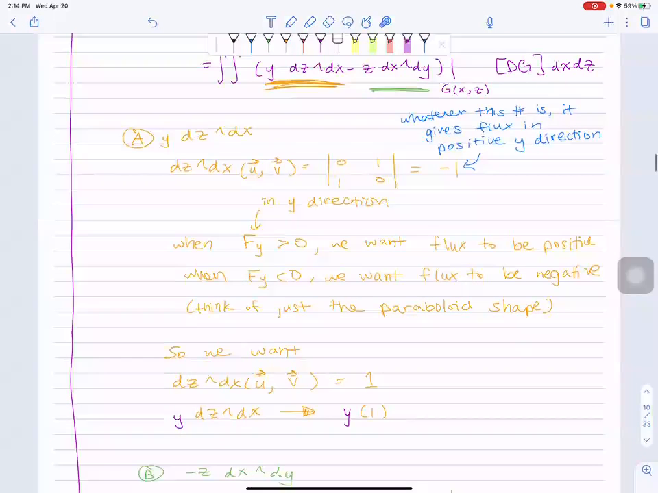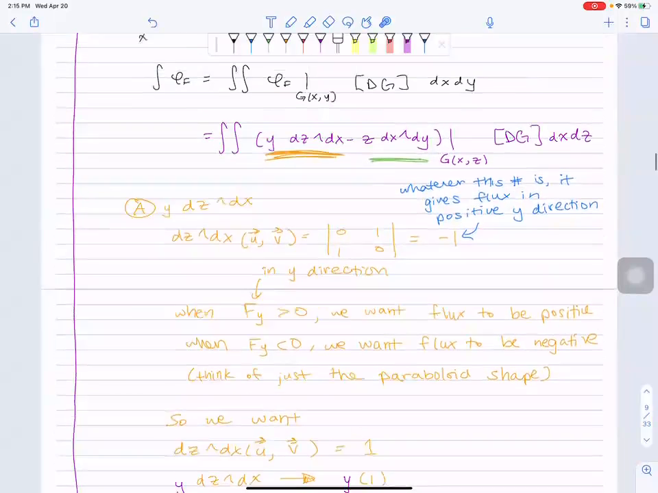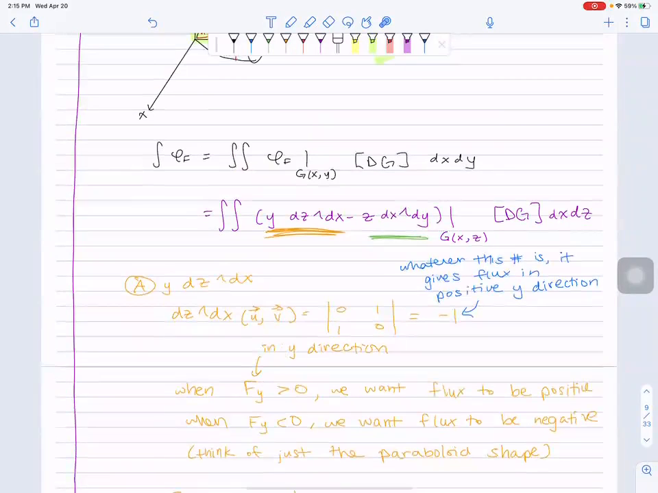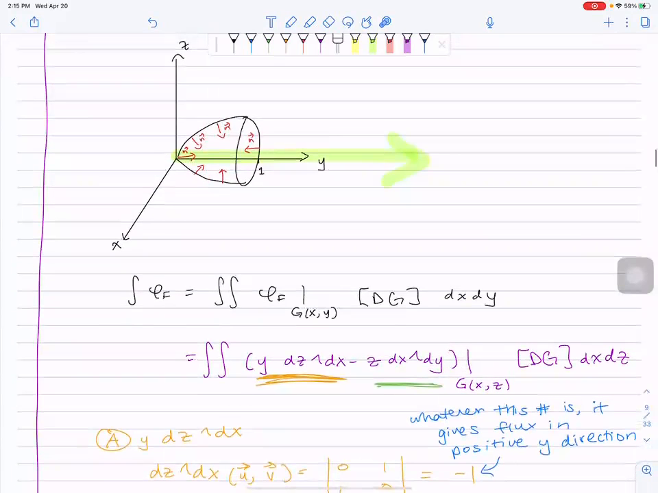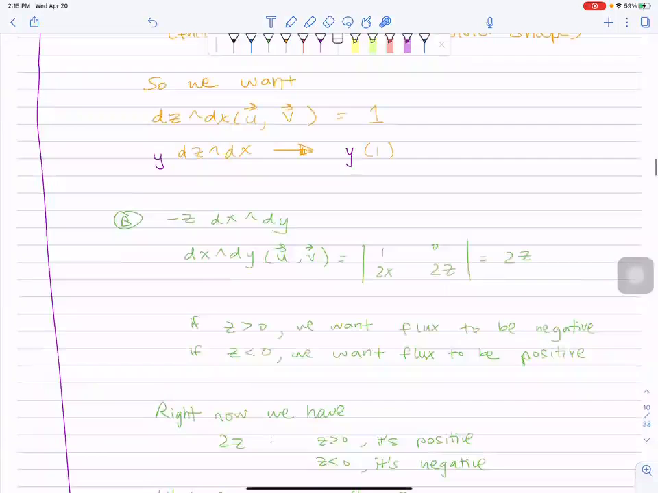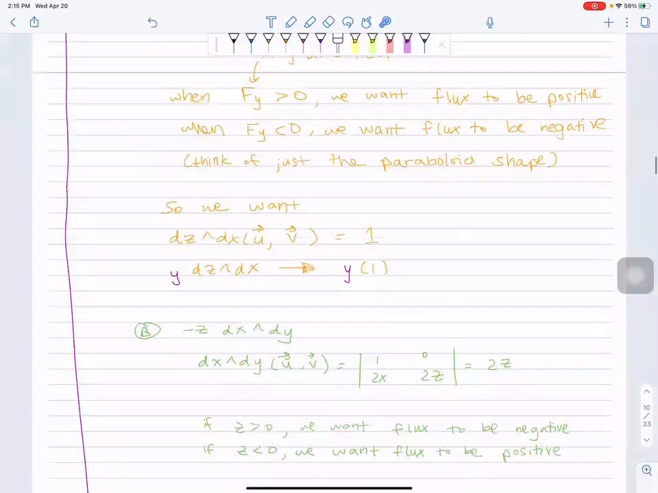Let me explain the green one. So the green one is the same idea. We have dx wedge dy. What variable is not here? z is not here. So if we go in the increasing z direction, based on our red arrows here, we should get a positive number for this wedge. Do we get a positive number for this wedge? Well, let's see. We get 2z. How do we know if it's positive or negative? Well, when z is, wait, positive z direction.